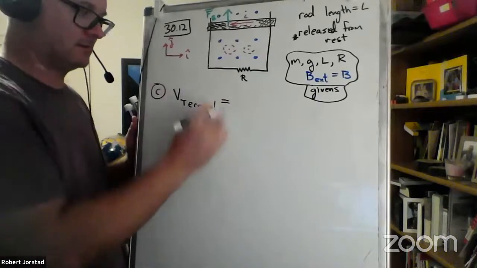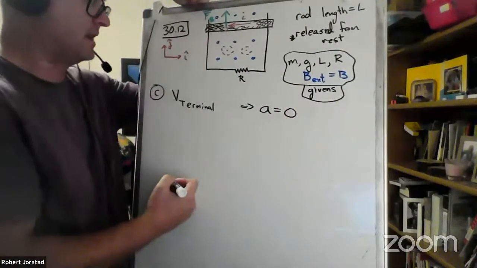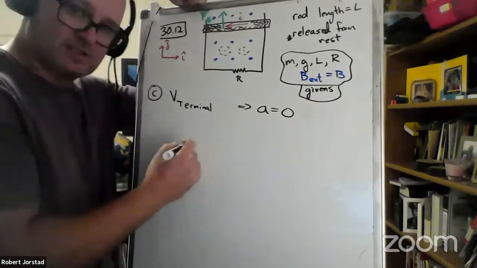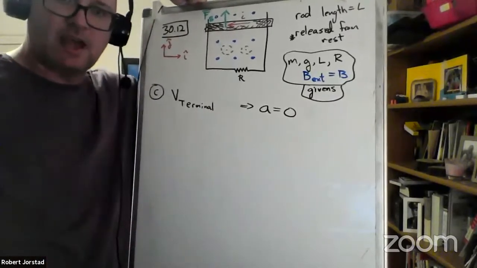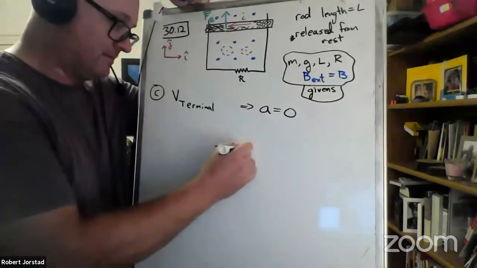Anything? It's where your acceleration is 0. Yeah. Okay, I'll buy that. So in this case, if acceleration is 0, what's something we might try? Yeah, drag equals gravity. So that's a free body diagram, right?